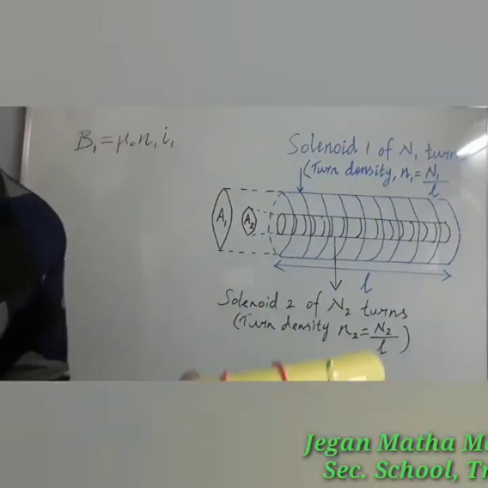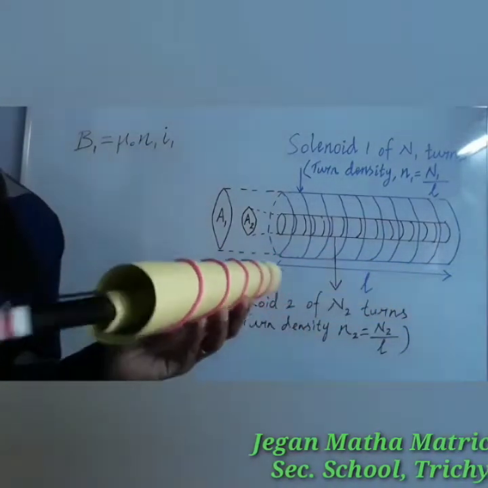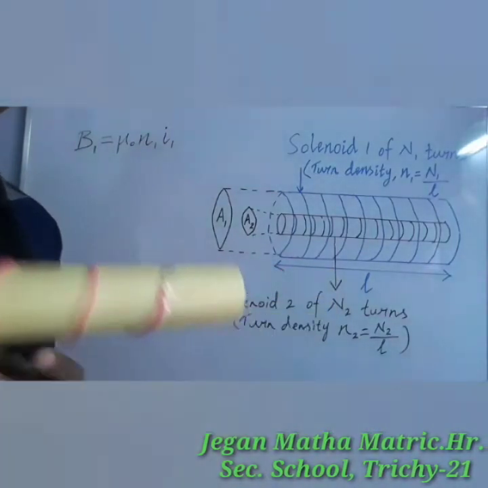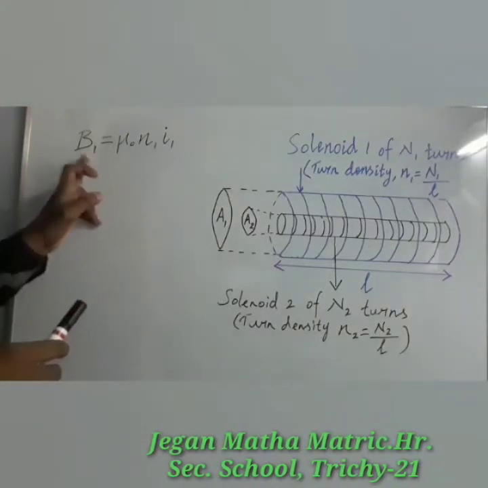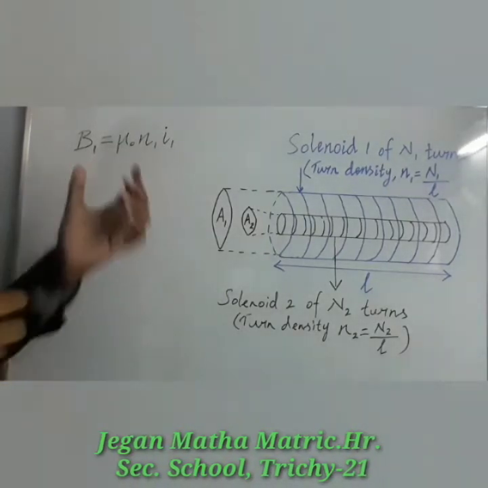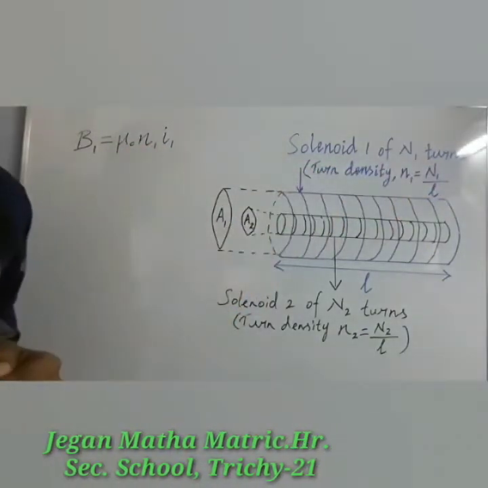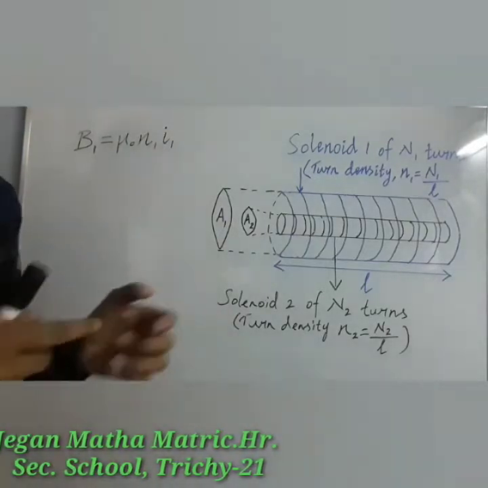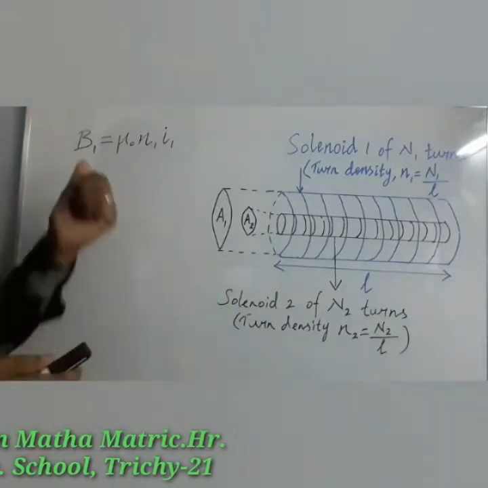Let I1 be the current passing through the first solenoid that will produce a uniform magnetic field inside the solenoid. Outside there will be no magnetic field. Here I have written the expression for the magnetic field produced within the first solenoid: B1 equals mu naught n1 I1. We have already learned this expression in the topic of magnetic field produced by a current carrying solenoid. n1 is the turn density of the first solenoid, the number of turns per unit length. I1 is the source of the magnetic field, the current passing through the first solenoid that produces the magnetic field B1.